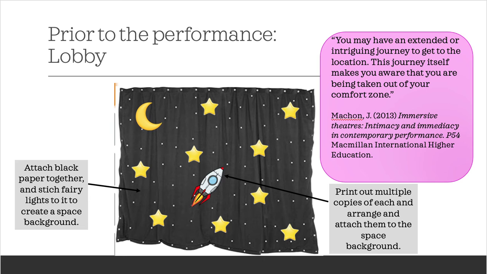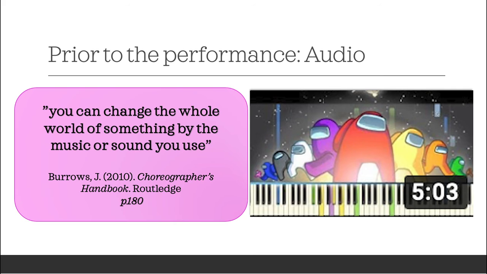The lobby will be decorated with paper to make it look like you're in space. Along with this, the participants will be able to hear the Among Us theme tune playing in the background. For the main section, we were going to attach black cards together and stitch fairy lights to it to create a space background. For the rocket, stars and moon, we were going to print out multiple copies of each onto coloured paper, arranging and attaching them to create the effect of space.